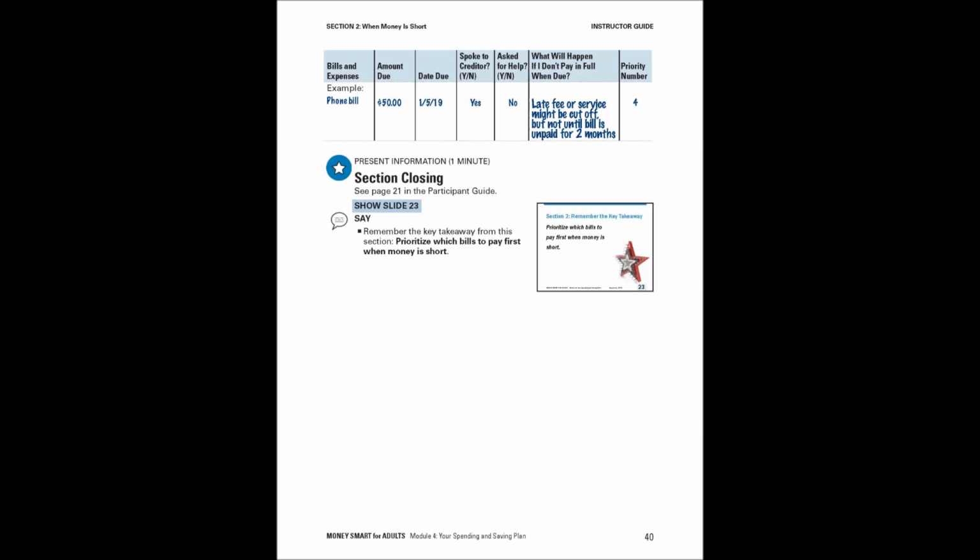This has been given a priority of 4, so there are obviously 3 other obligations, expenses that may come before this, and so it's easier to identify what priority to assign once they understand what will happen if they don't pay in full and when due. And so that worksheet is really going to help participants think this through regarding their own scenario, especially when they go back to think about their own spending and saving plan. And then slide number 23 is the section closing, which is prioritize which bills to pay first when money is short.